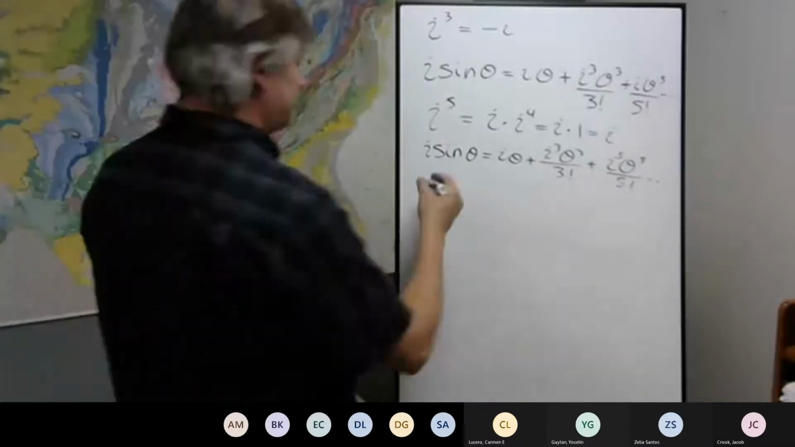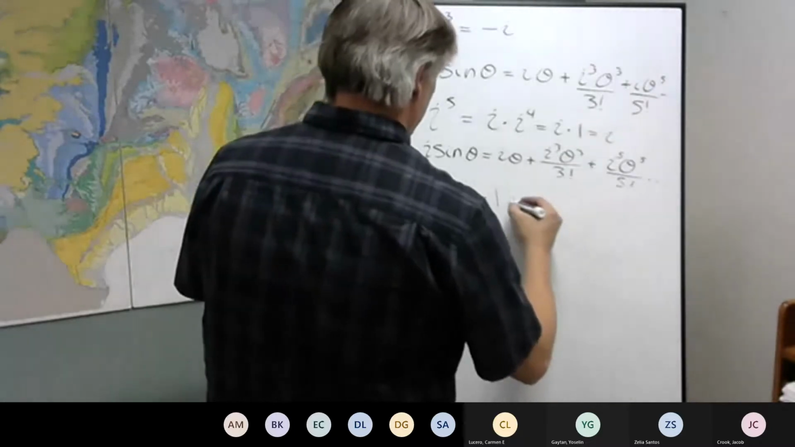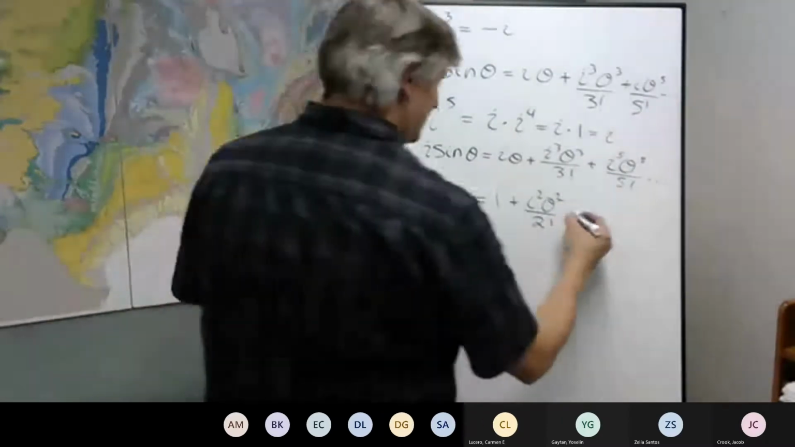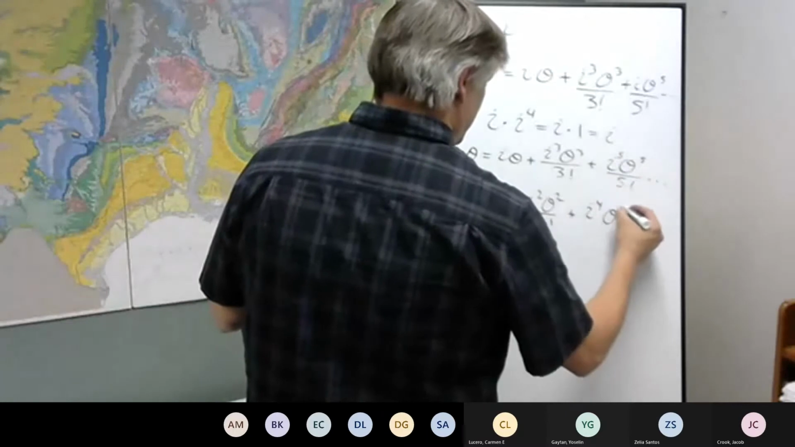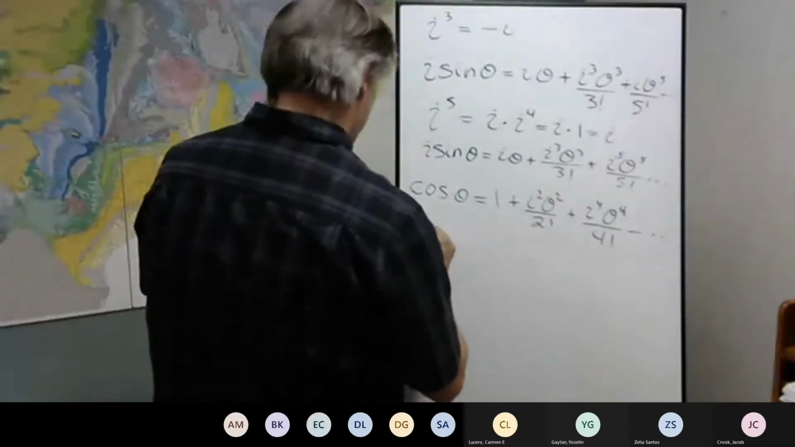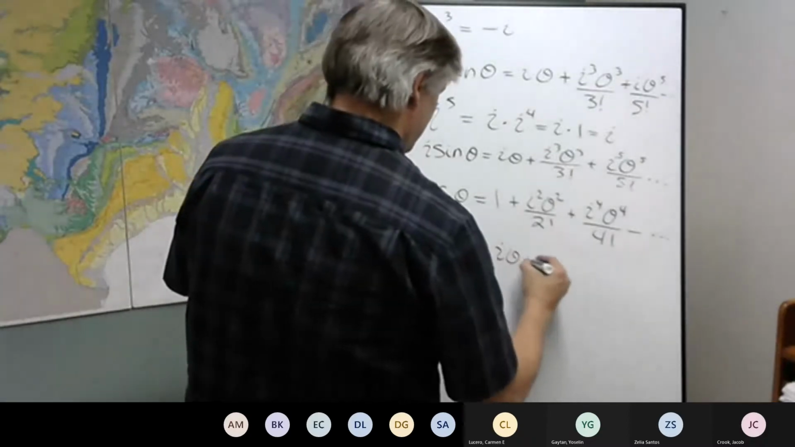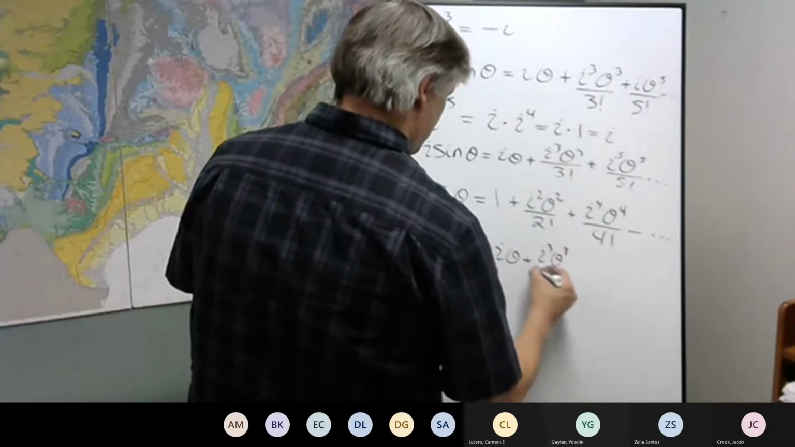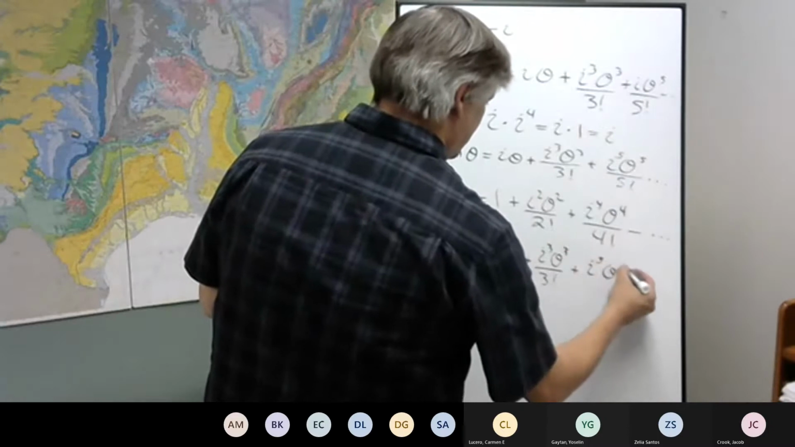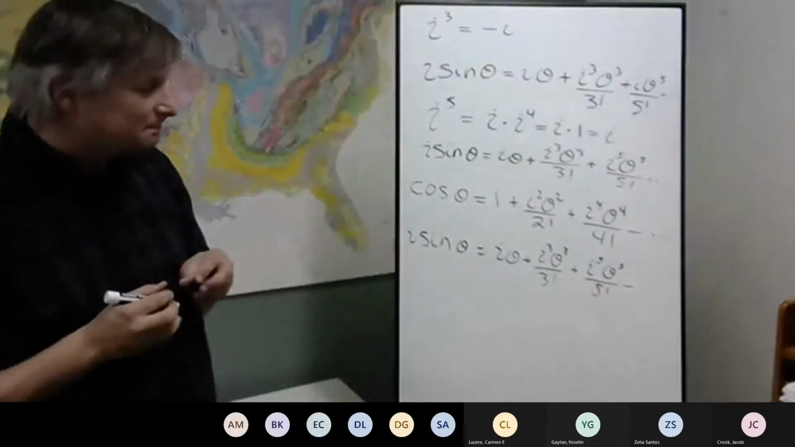So let me recap what we have. Cosine of theta has become 1 plus i squared theta squared over 2 factorial plus i to the fourth theta to the fourth over 4 factorial. And then sine is i theta, i cubed theta cubed over 3 factorial, i to the fifth theta to the fifth over 5 factorial, and it goes on.